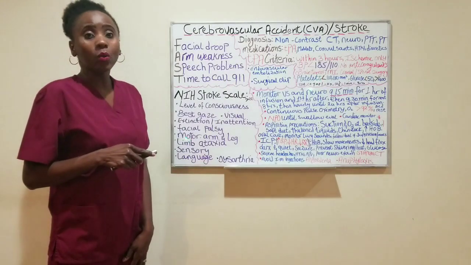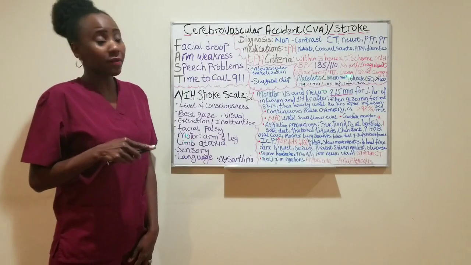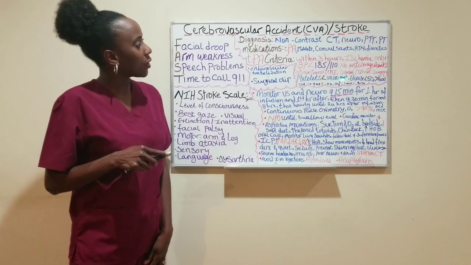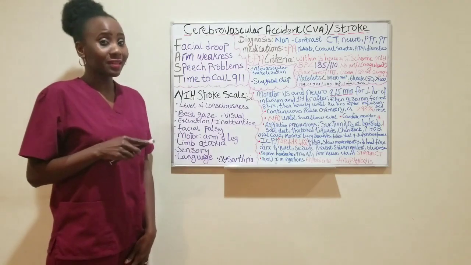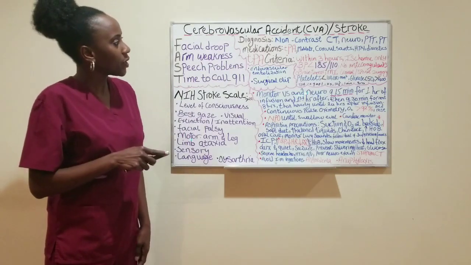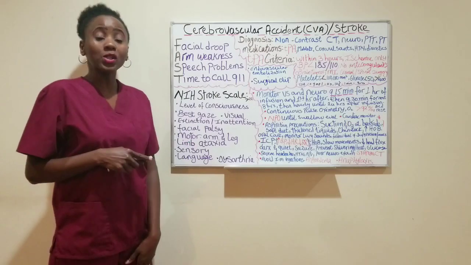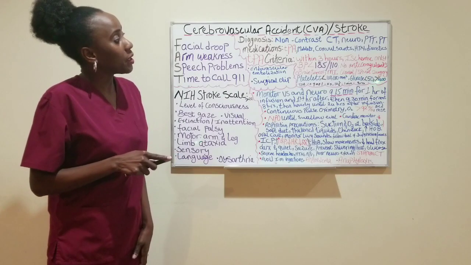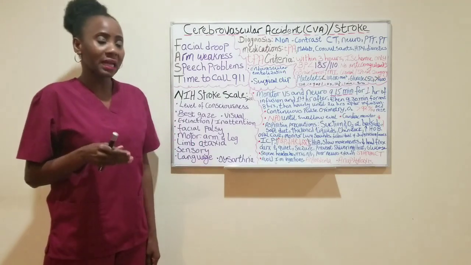Some other labs that we have to be mindful of are the platelets and the glucose. If the platelets are under 100,000 per cubic millimeter, the patient is not a candidate for TPA. Also, the glucose cannot be below 50, in which case the patient is hypoglycemic, and it cannot be above 400, in which case the patient is hyperglycemic.